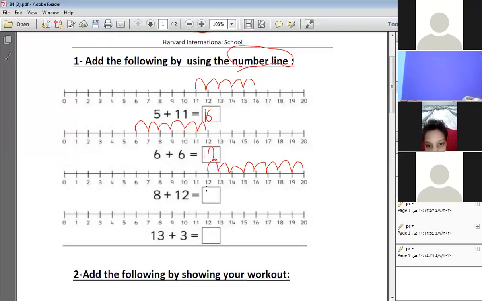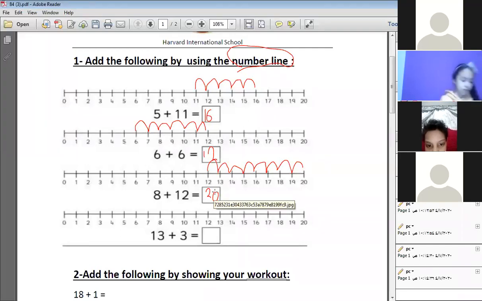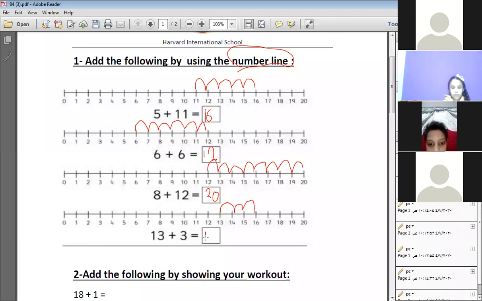1, 2, 3, 4, 5, 6, 7, 8. My answer is 20. Okay, here, 13 plus 3. I will stand on the bigger, always stand on the bigger. We'll stand on the 13 and have 3 jumps. 1, 2, and 3. It is 16.